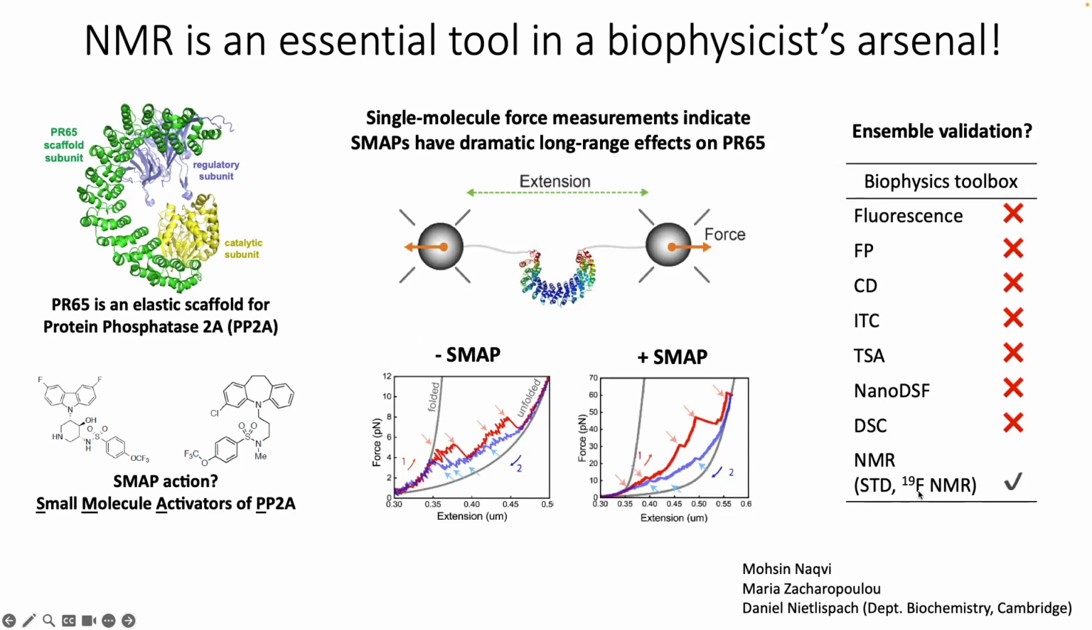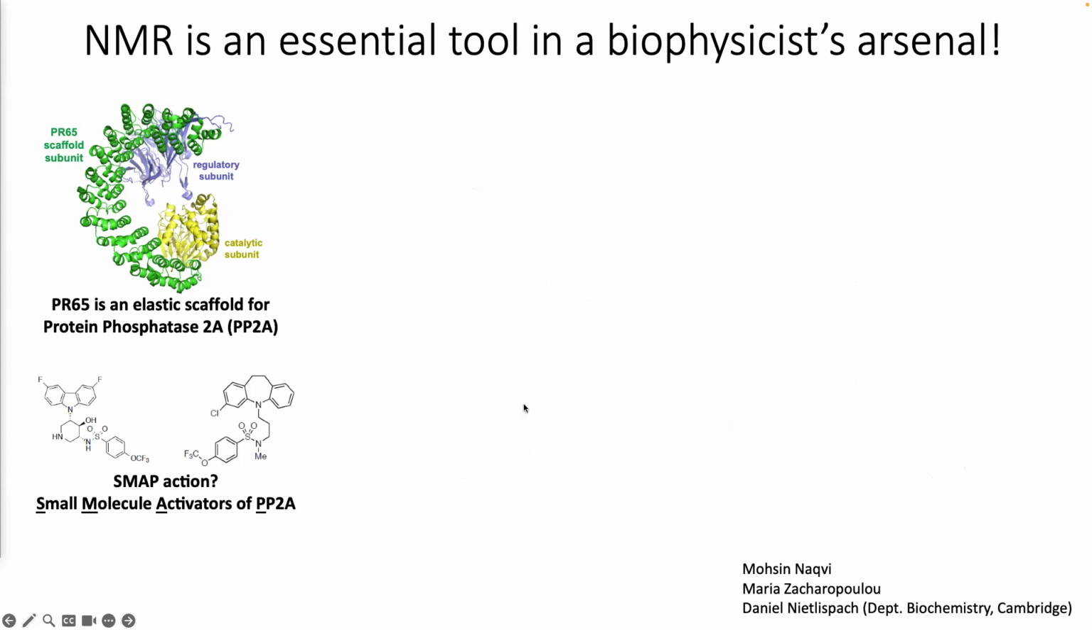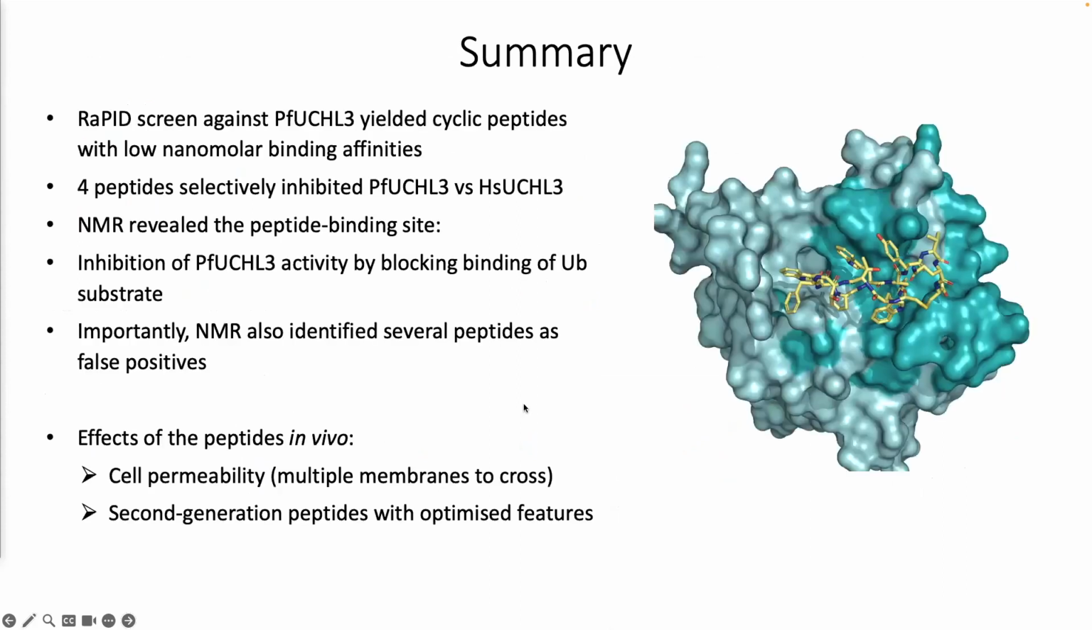So to summarize, NMR is a really important technique. In this project, it allowed us to confirm that these small molecules were binding and to confirm these very unusual single molecule effects. And in the previous project, it allowed us to map the binding site of the peptides on the protein and also to identify peptides that were false positives.